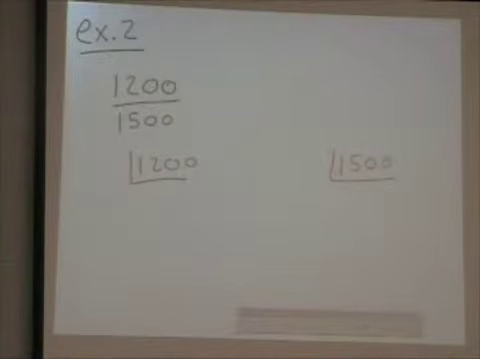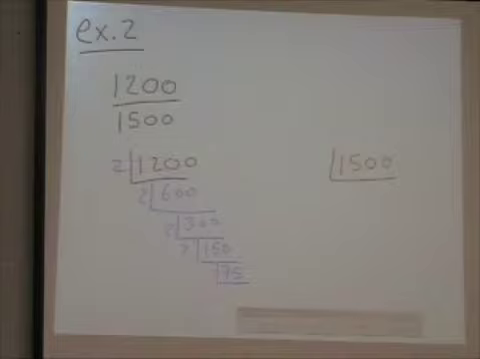Okay? Now, guys, as long as the number is even, I want you to divide 2 into it. 2 will go into 1,200 600 times. 2 will go into 600 300 times. 2 will go into 300 150 times. 2 will go into 150 75 times. Now, 2 won't go into 75, but what does 75 end in? 5. Therefore, 5 will go into it 15 times.